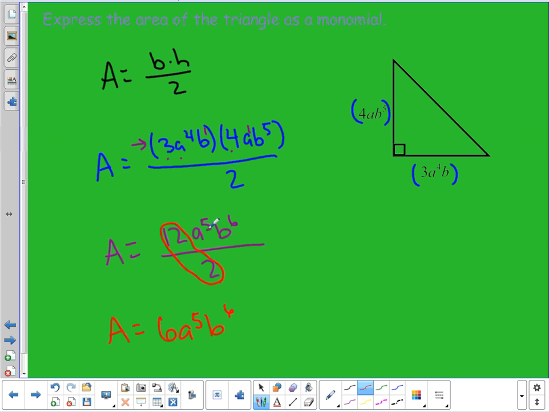Notice, by the way, that I did not divide my exponents by 2. These are powers, and that's just a coefficient out front. Those are not things in the same place, so they don't get combined. Okay, that's a common misconception. So this is my final area. It would technically be units squared if I were going to label it.